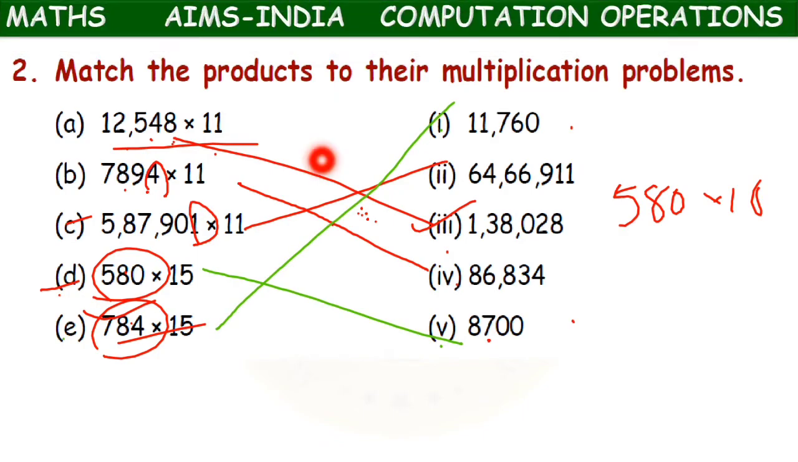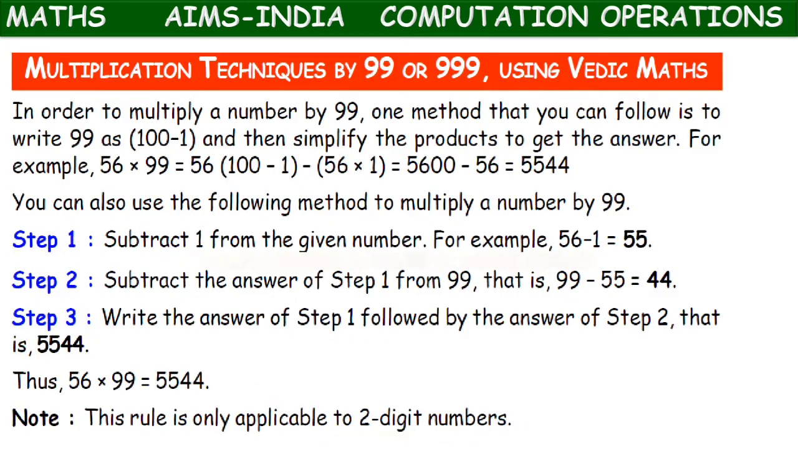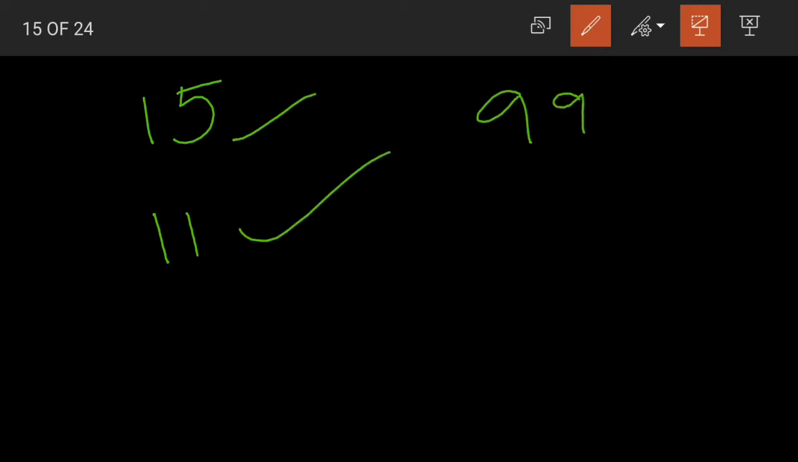Clear children? This is how we have matched products to their multiplication problems. These are the products. Yes, these are the multiplication problems. I hope this was clear. Now let us learn how to multiply by using 99 or 999. What did we learn till now, children? Multiplication by 15 and multiplication by 11. Yes. Now let us learn how to multiply using 99 and 999.